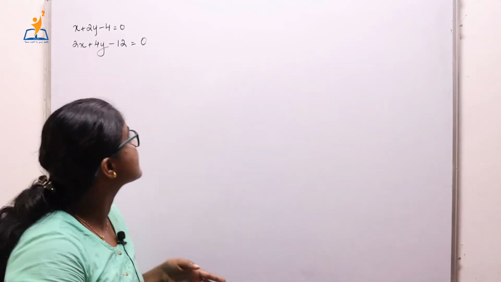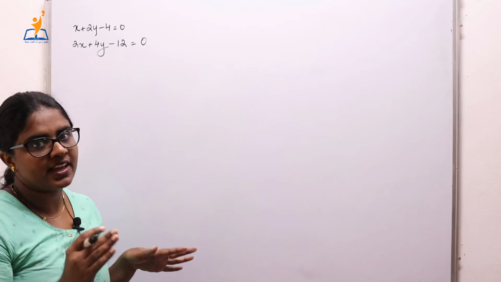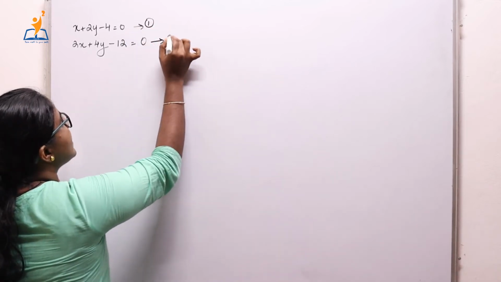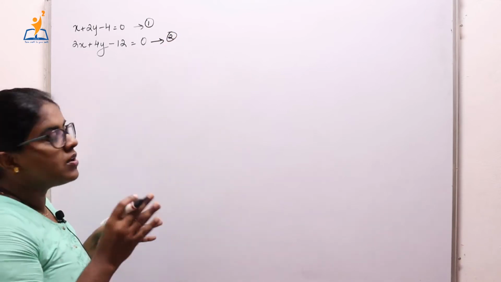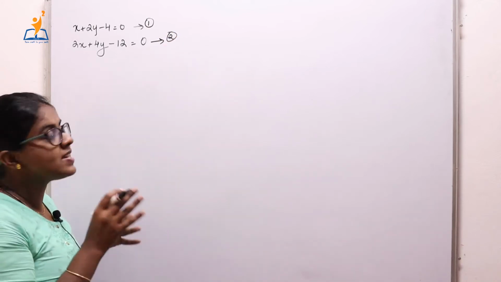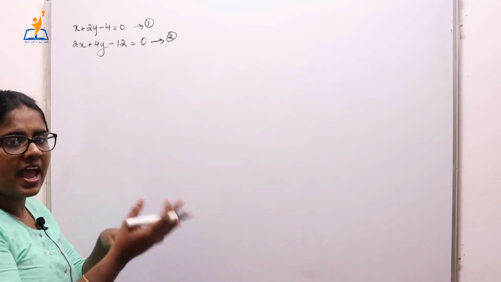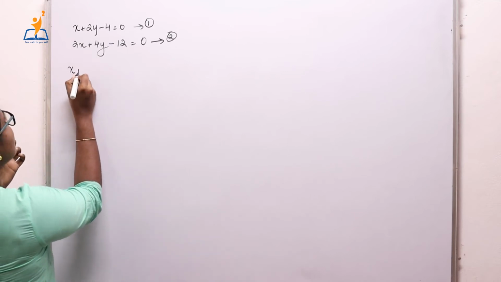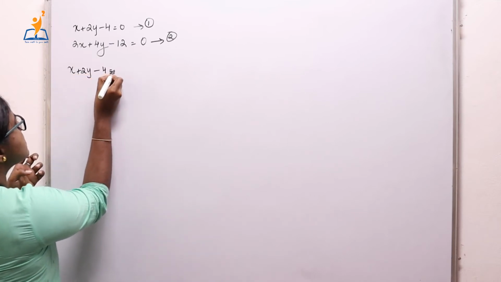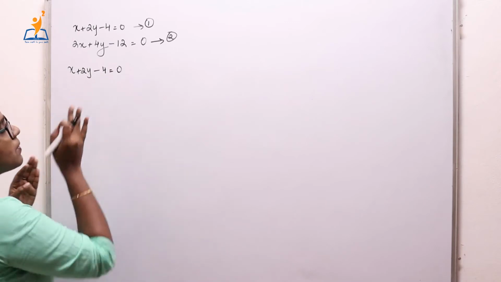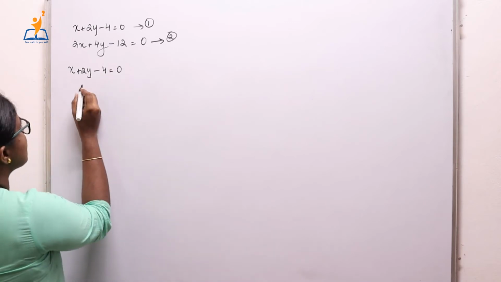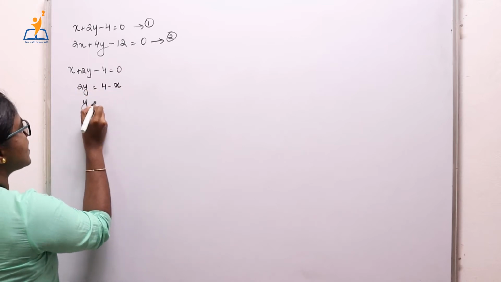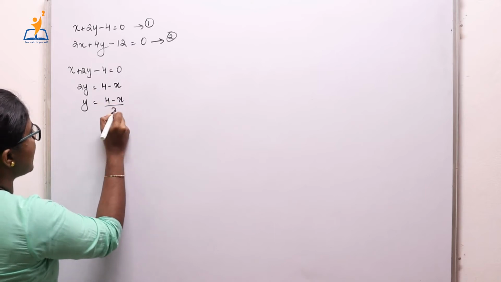Now we are going to discuss the solution for this pair of linear equations in 2 variables. So let's mark this as equation number 1 and let this be equation number 2. First of all, we want to find the solution set of both of these equations, and then we will go for the graph. First equation is x plus 2y minus 4 equals 0. As we always do, first we want to find y from this equation, that is 2y becomes 4 minus x, and y becomes (4 minus x) divided by 2.